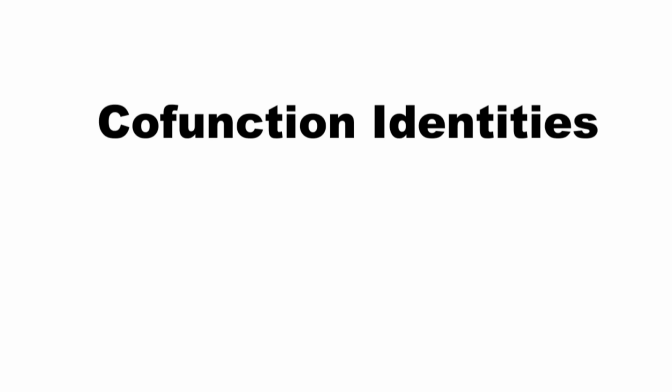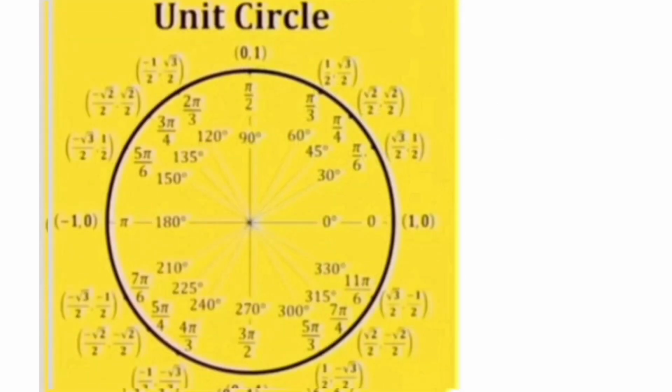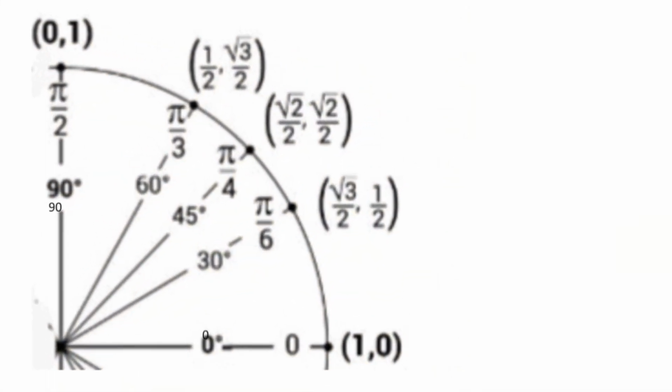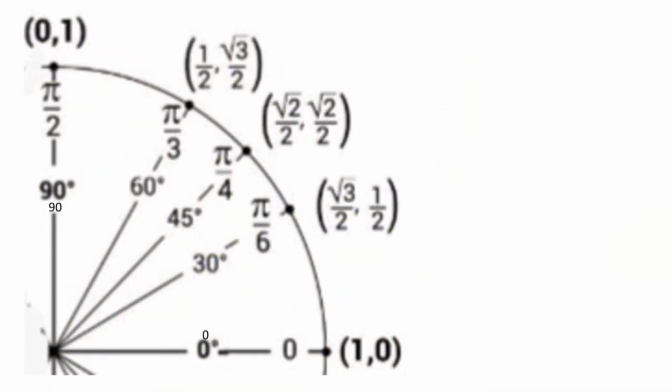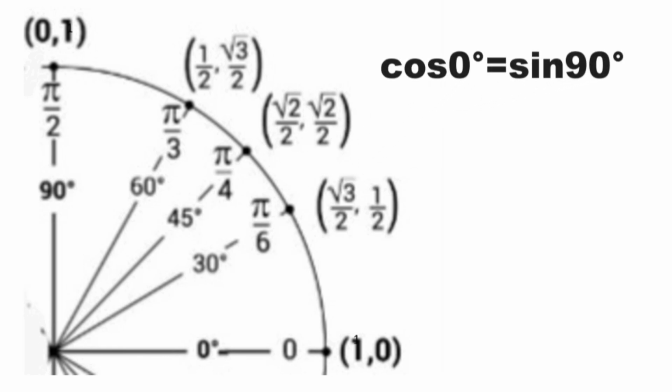Cofunction identities. Here is a unit circle. Let's focus on the first quadrant. Have you noticed the cosine and sine values? Cosine 0 degrees is equal to sine 90 degrees.